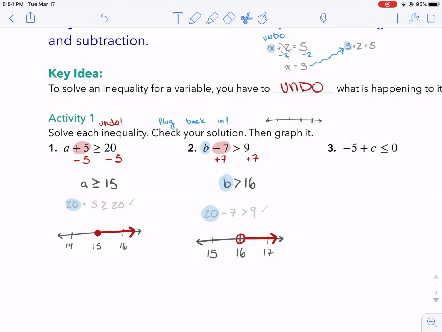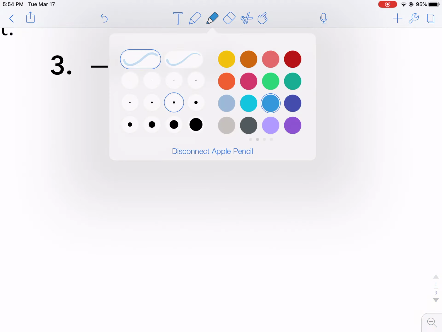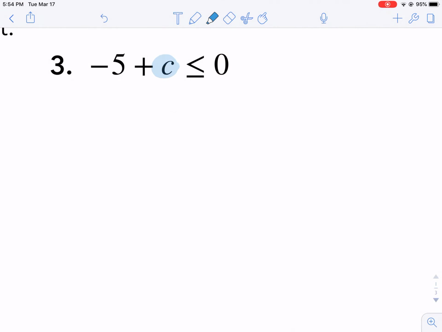Let's check your work. So here on number 3, I see I have a negative 5 plus c is less than or equal to 0. Now I have this beautiful c right here. What's happening to my c? Well, we are adding a negative 5 to it. And what's going to undo adding my negative 5? Well, there are 2 things we could do. We could either subtract a negative 5, or if you remember, minus a negative is the same thing as adding a positive. And that's much easier, so let's do that one.